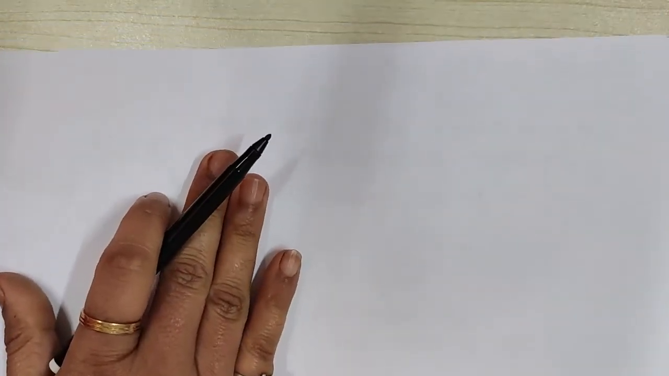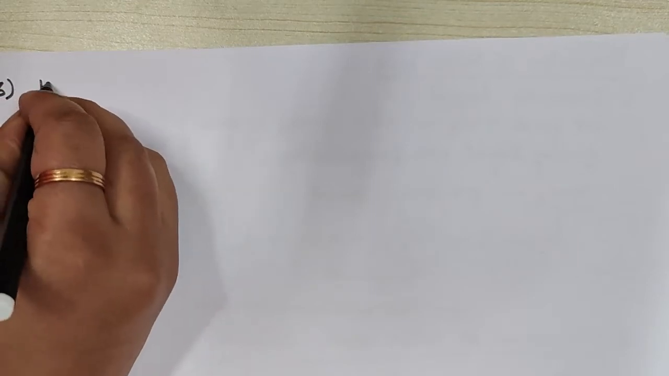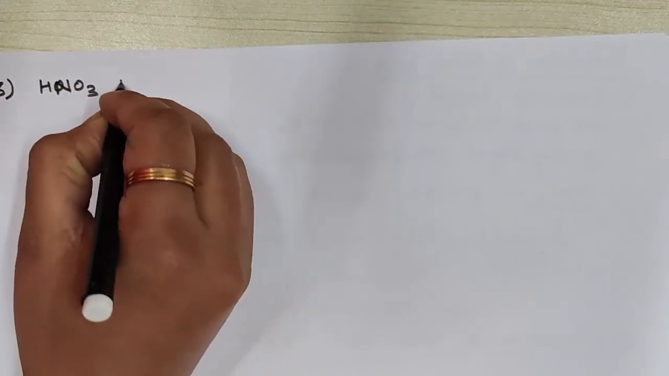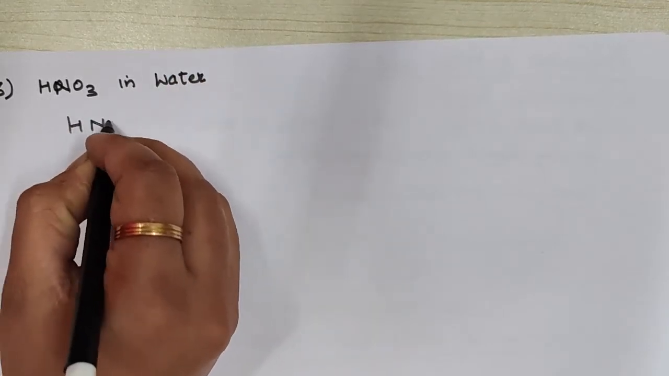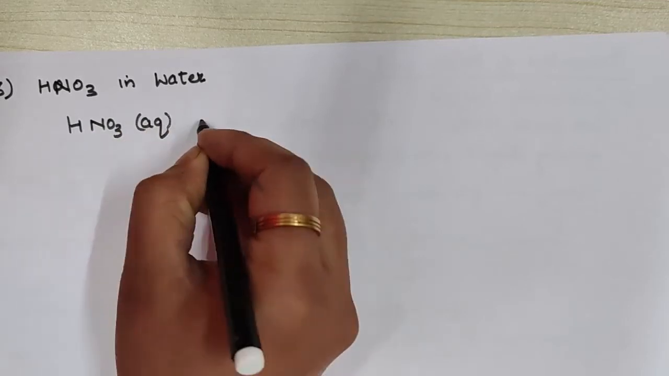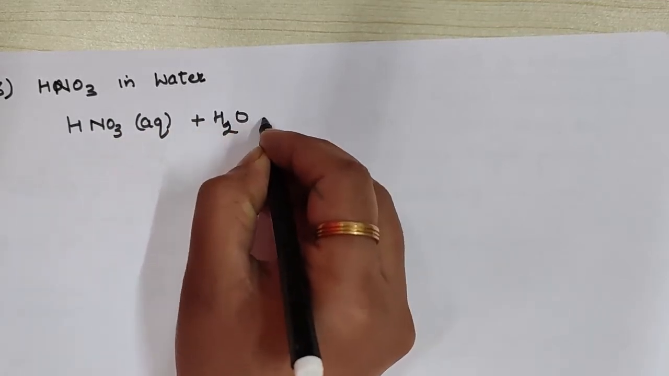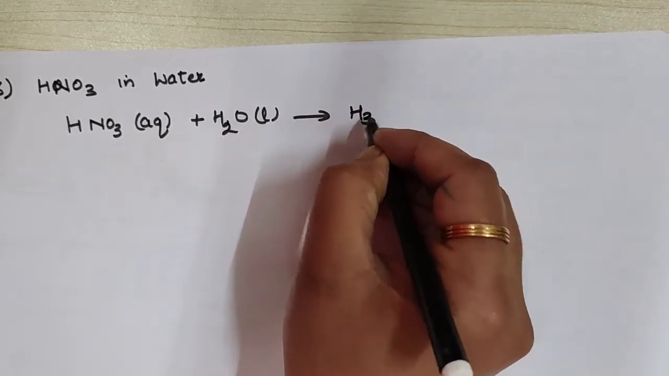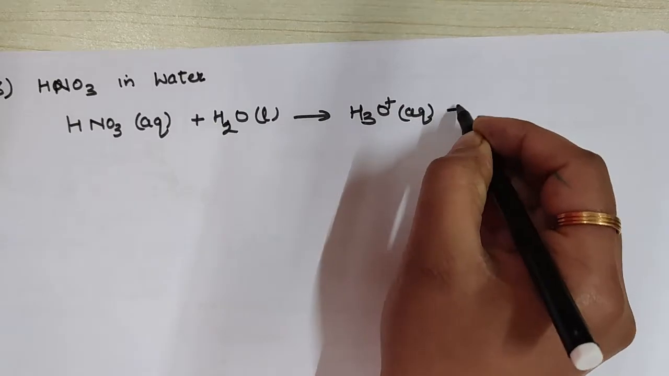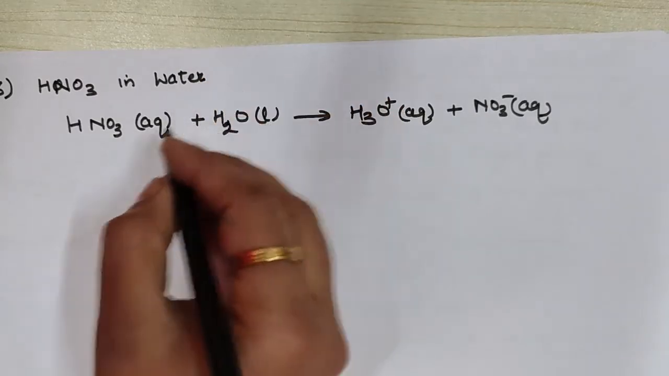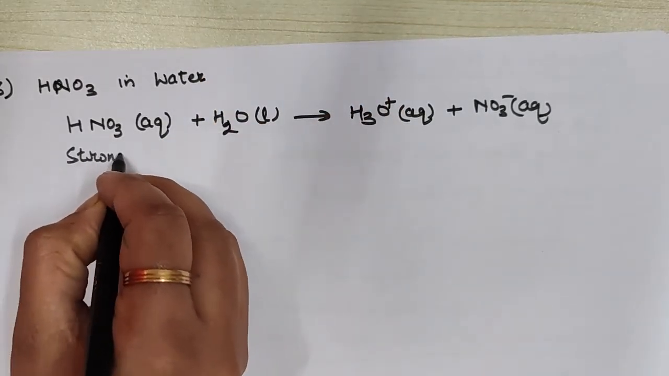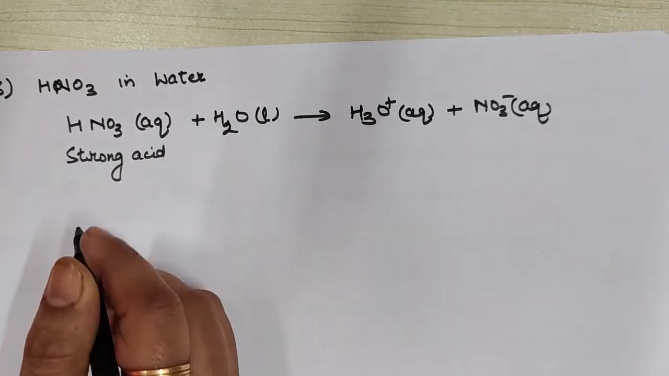Now in aqueous solution, what happens when you put this nitric acid, HNO3, in water? At that time you get hydronium ion and nitrate ion. Okay, so it behaves as a strong acid. Nitric acid is a very strong acid.